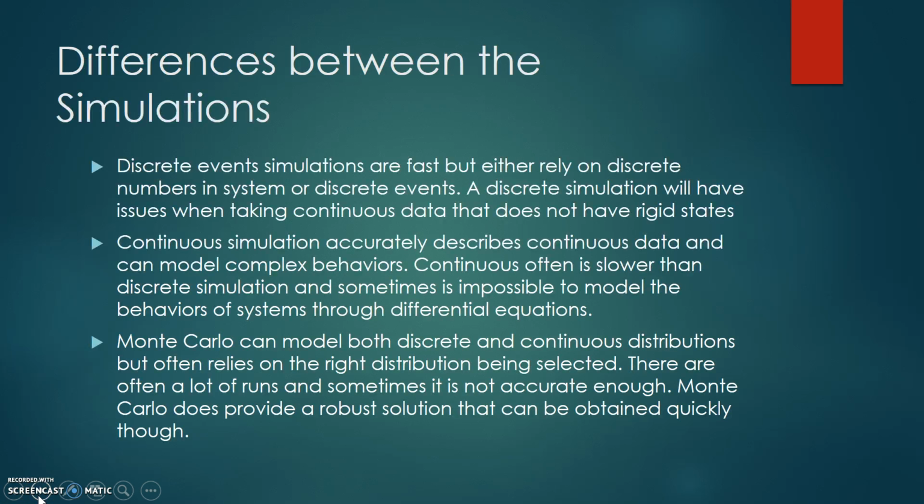Our last slide here is just the difference between these simulations, just as a refresher. The discrete event simulations are fast, but they rely on there being very distinct events happening. And then the continuous simulation could be described as an infinite discrete event simulation, but this is often slower and it's often used to model physical phenomena. And then Monte Carlo can model both of these, but it relies on the user selecting the right probability distribution, and it's often used for risk analysis.